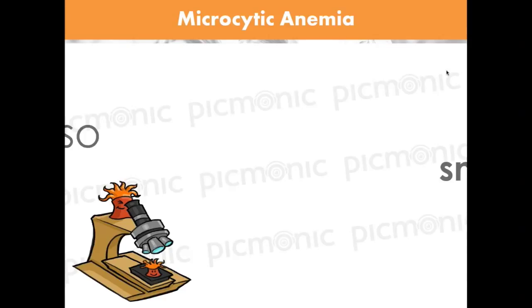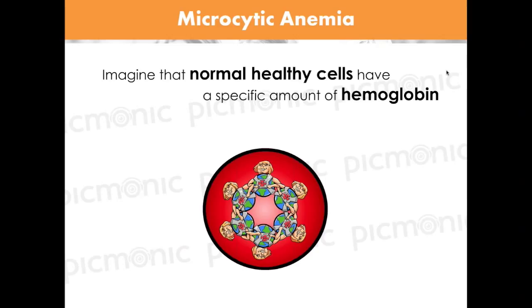So here we have He-Man, and he's got a snake. We're going to talk about what these characters mean.